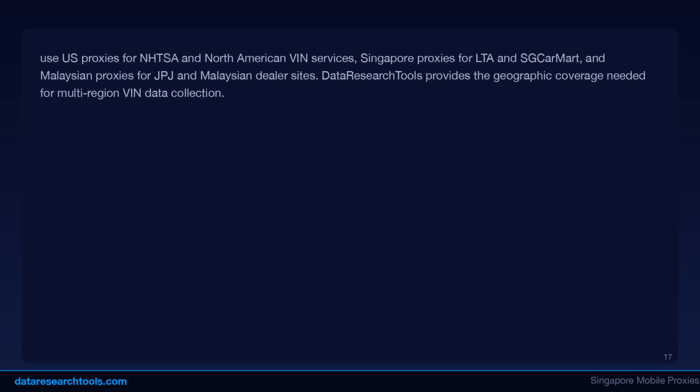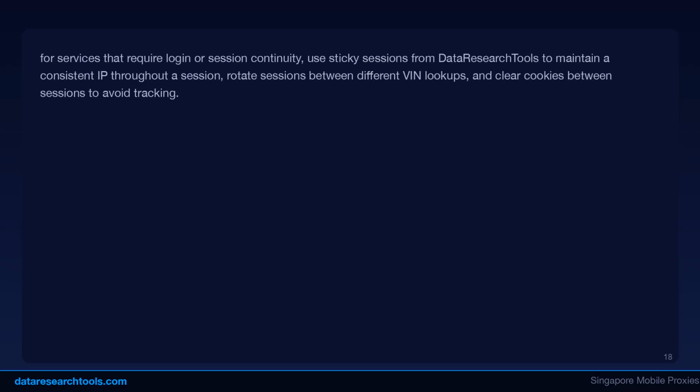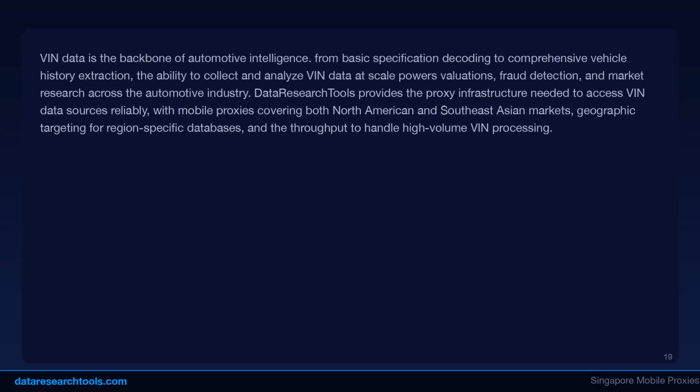Data research tools provides the geographic coverage needed for multi-region VIN data collection. Use sticky sessions from data research tools to maintain a consistent IP throughout the session, rotate sessions between different VIN lookups, and clear cookies between sessions to avoid tracking. VIN data is the backbone of automotive intelligence. From basic specification decoding to comprehensive vehicle history extraction, the ability to collect and analyze VIN data at scale powers valuations, fraud detection, and market research across the automotive industry.